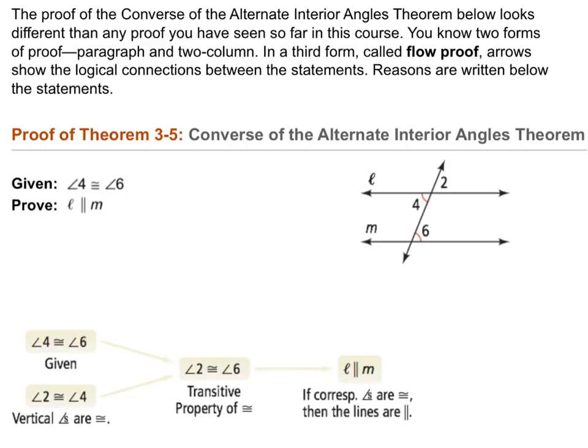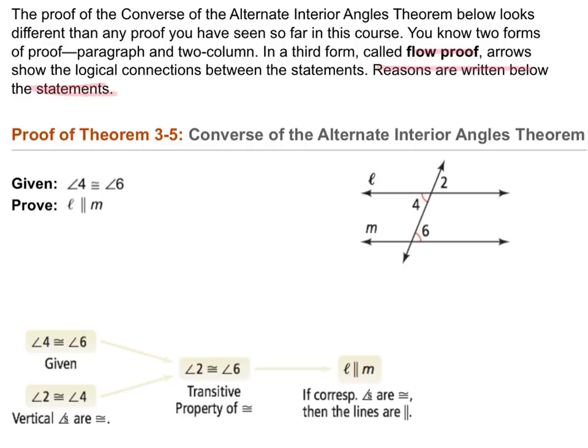Okay, guys, so here's your favorite thing in the world. We're going to take a look at a proof of the converse of the alternate interior angles theorem. And they're doing this in something new, something called a flow proof. It's kind of like a flow chart. It's the same stuff that we listed in a 2-column proof and a paragraph proof, but now we're going to have arrows to show like, okay, step 1 leads to step 2, and so on and so forth. And with a flow proof, the reasons are written below the statements.